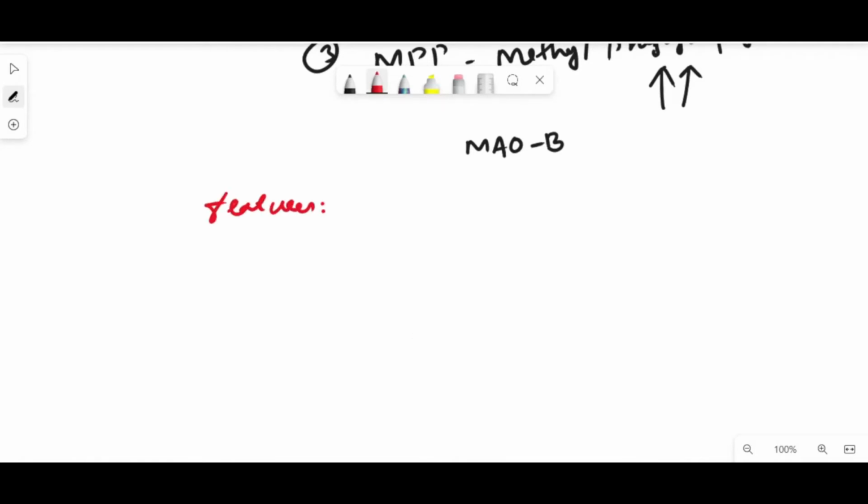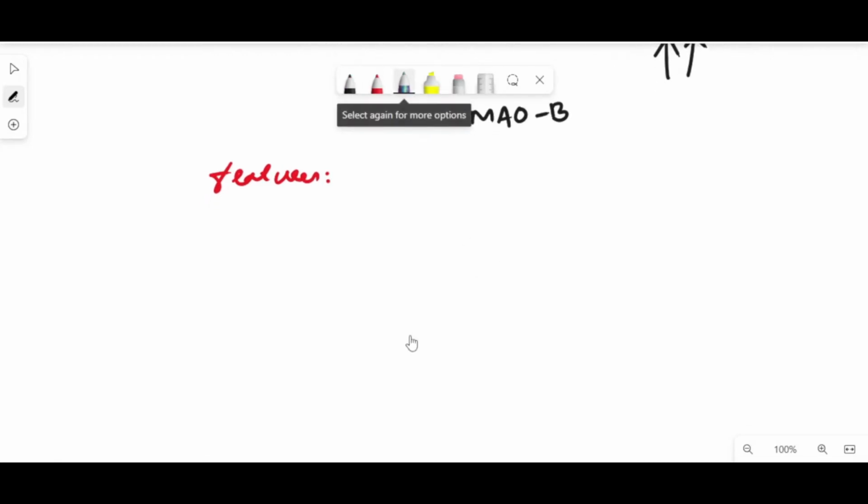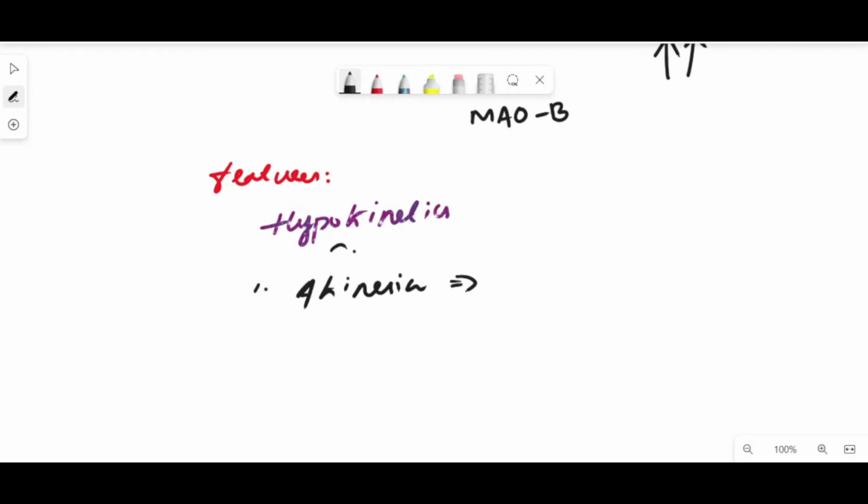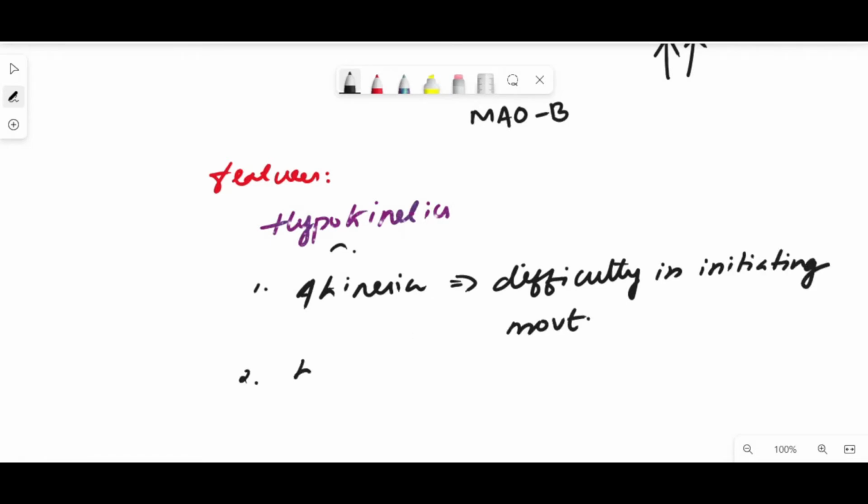Now let us look at the features of Parkinsonism. We can divide them into hypokinetic and hyperkinetic movements. First, the hypokinetic movements. First of all, there will be akinesia. In the question we saw that the person was unable to stand up. So akinesia means there is difficulty in initiating a movement. And also the patient will have bradykinesia, that is slowing of movements. All the movements of the patient will be slowed, not like a normal person. He will be doing it in a very slow manner, as in the previous case where we saw slow walking.